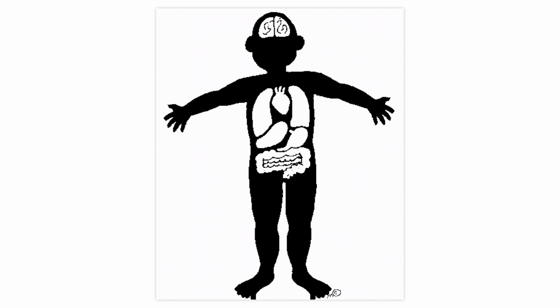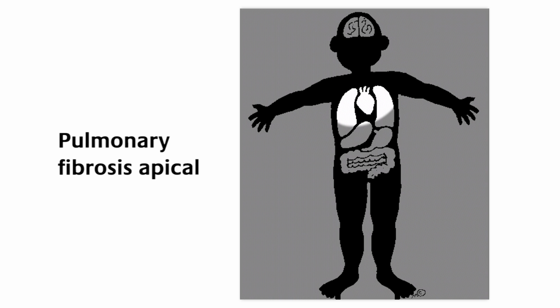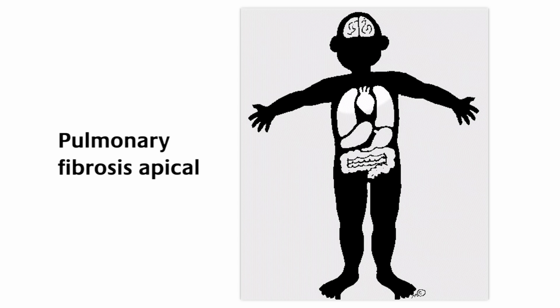Now, there are other organs that can rarely be involved in ankylosing spondylitis. It can very rarely affect the lungs, and you can get some fibrosis at the top of the lungs here. That is quite rare, and it's also not usually symptomatic. So patients don't usually have any pulmonary or lung symptoms with regards to this.